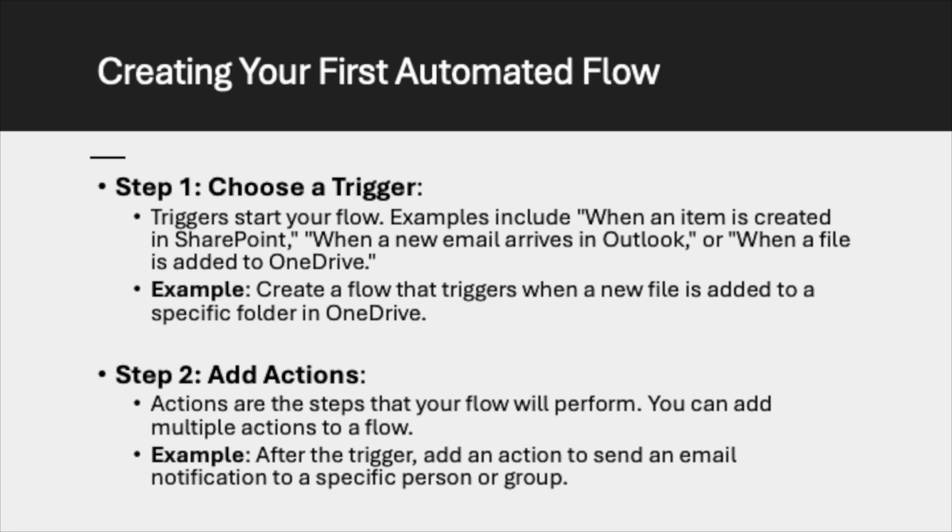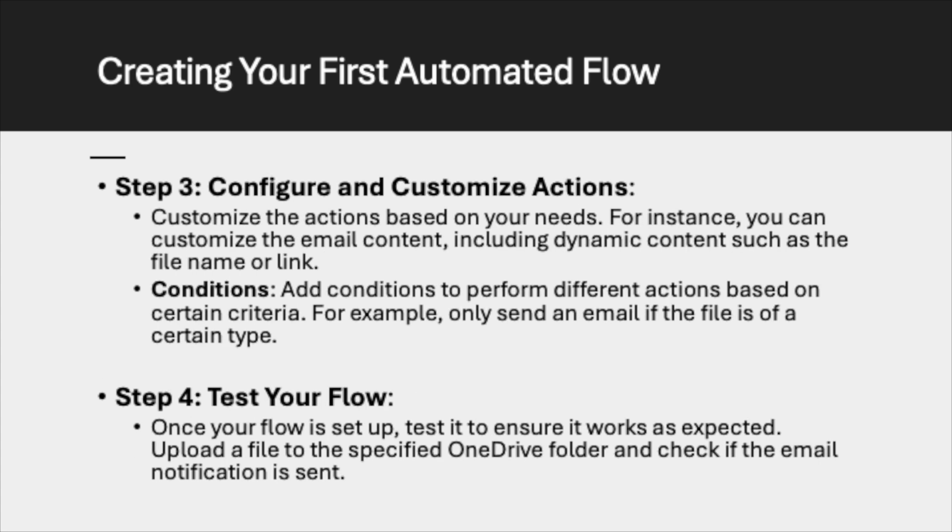Step 2. Add actions. Actions are the steps that your flow will perform. You can add multiple actions to a flow. An example is, after the trigger, add an action to send an email notification to a specific person or group. Step 3. Configure and customize actions. Customize the actions based on your needs. For instance, you can customize the email content, including dynamic content such as the file name or link.